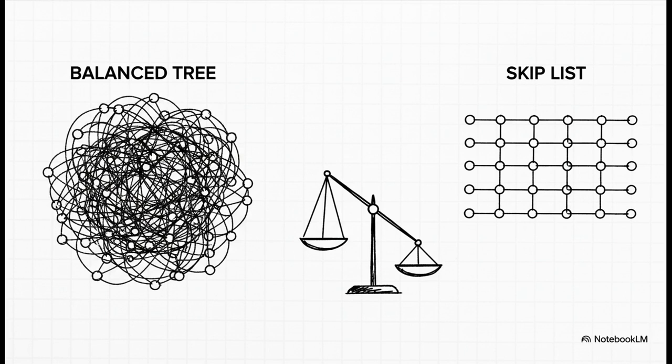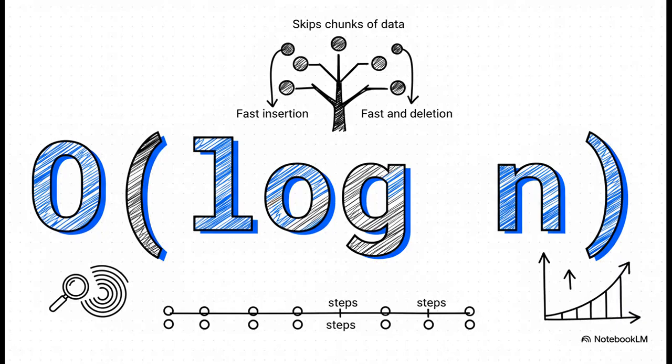Basically, each item has a random chance of getting promoted to a higher level. The neat thing is, it achieves pretty much the same performance as a balanced tree, but it's often a whole lot simpler to implement. And the performance you get is fantastic, because you can skip these huge chunks of data at every level. Finding an item, inserting a new one, or deleting one takes logarithmic time, or O(log n). That means even if your dataset doubles in size, it really only takes one extra step to find what you're looking for. It just scales beautifully.